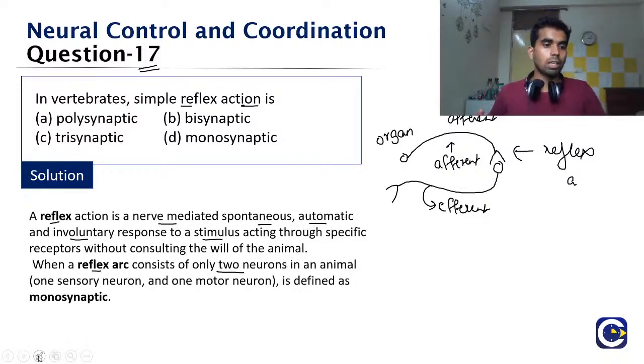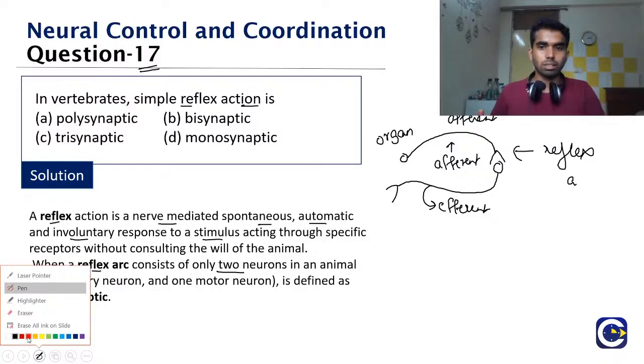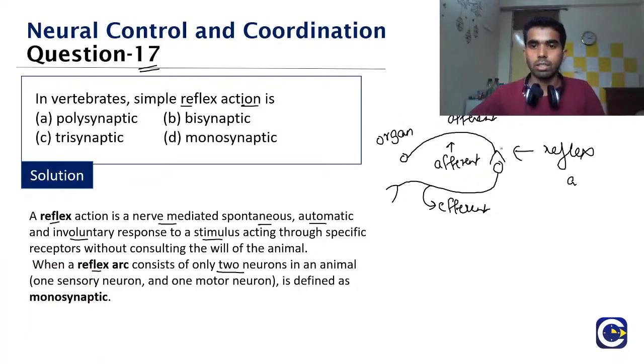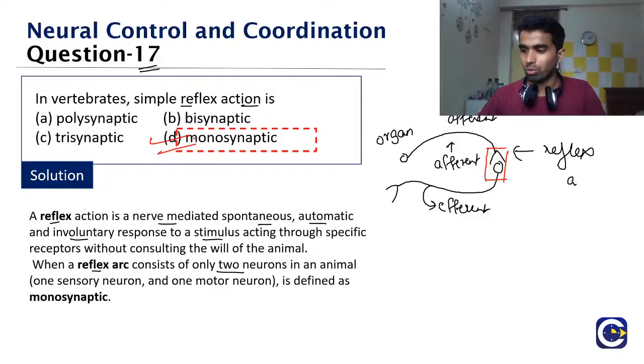Now tell me, how many synapses can you see in this system? You can see only one synapse. So this is that synapse. Only one synapse is present, and that is why the simple reflex action is monosynaptic. So yes, Jivita, the correct answer is option D. I guess Jivita has covered the nervous system very well.